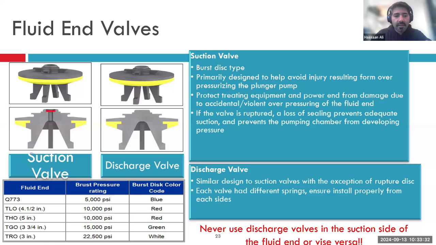You cannot interchange, and this is written right in red over here, you cannot interchange your discharge valve and your suction valves, just because in the suction valve you have this rupture disc and you don't want that to go on the discharge valve. Essentially, you don't want the discharge valve to go on your suction valve because you won't have that safety feature.